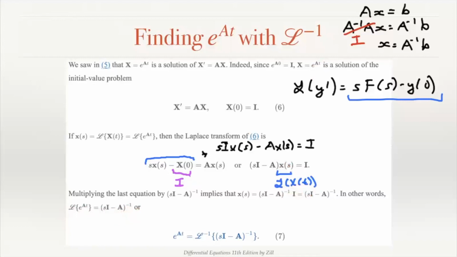And therefore, taking the inverse transform of both sides, e to the at is the inverse transform of the inverse matrix of si minus a. So there we have it. That is a formula for the matrix exponential. What a beautiful result.